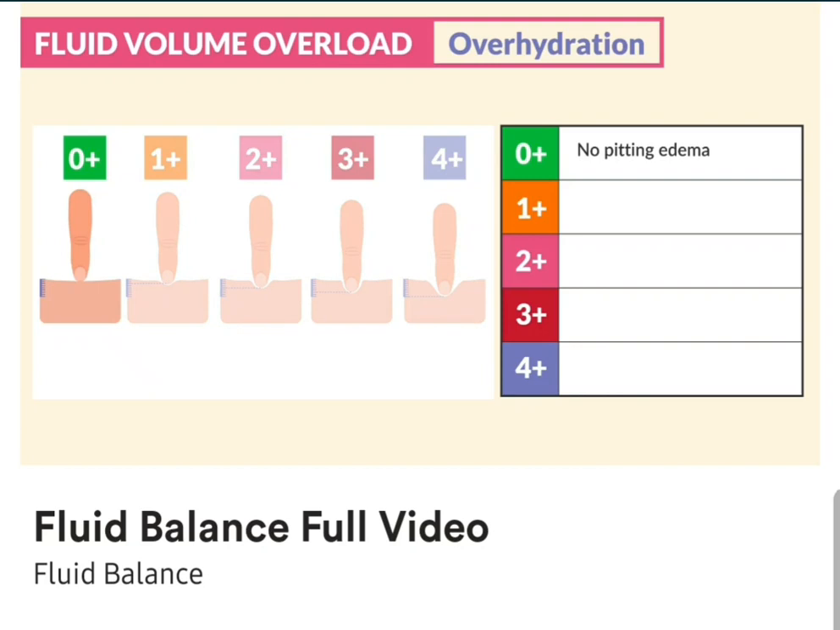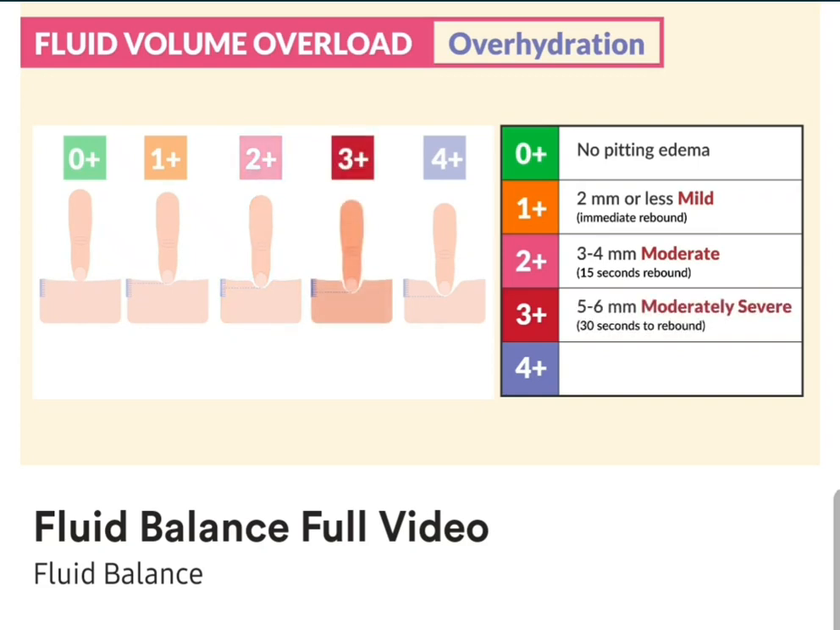0+ is no pitting edema. 1+ is 2 millimeters or less, basically mild pitting edema, and the skin immediately rebounds. Now 2+ is 3 to 4 millimeters, which is considered moderate. We have a 15-second rebound of the skin. And 3+ is 5 to 6 millimeters. This is moderately severe. It takes about 30 seconds to rebound. And lastly, 4+ is 8 millimeters or deeper. This is very severe. The skin stays indented for about 1 to 2 minutes, so it doesn't rebound until after around 2 minutes.